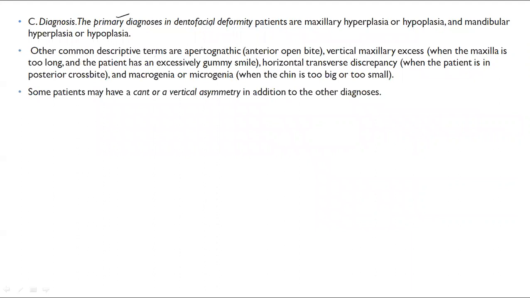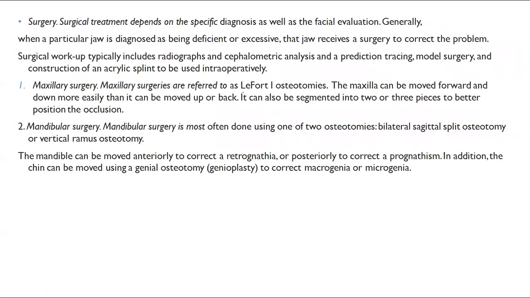Now, the primary diagnoses in dentofacial deformity patients are maxillary hyperplasia, an increase in number of cells, or hypoplasia, a decrease in number of cells, and mandibular hyperplasia or hypoplasia. Other common descriptive terms are anterior open bite, vertical maxillary excess when the maxilla is too long and the patient has a gummy smile, horizontal transverse discrepancy when the patient has a posterior crossbite, macrogenia meaning the chin is too big, and microgenia, the chin is too small. Some patients may have a vertical asymmetry in addition to the other diagnosis.